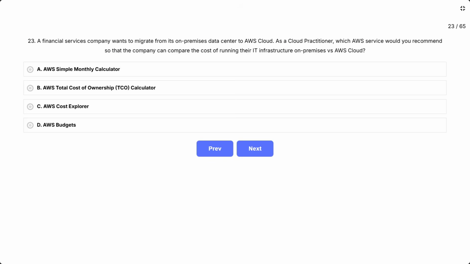Question 23. A financial services company wants to migrate from its on-premises data center to AWS Cloud. As a cloud practitioner, which AWS service would you recommend so that the company can compare the cost of running their IT infrastructure on-premises versus AWS Cloud? The options are A. AWS Simple Monthly Calculator, B. AWS Total Cost of Ownership TCO Calculator, C. AWS Cost Explorer, D. AWS Budgets.